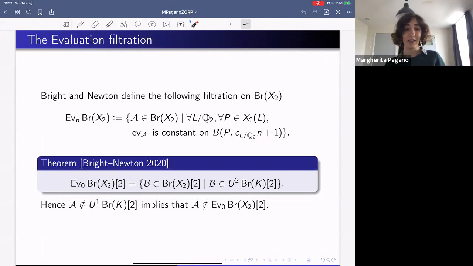But the idea is that Bright and Newton have proven that the zero piece of the evaluation filtration on the 2 torsion is given by those elements in the Brauer group of X2 that lie in the second piece of the Bloch and Kato filtration.